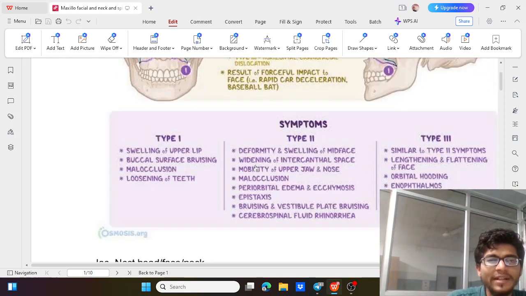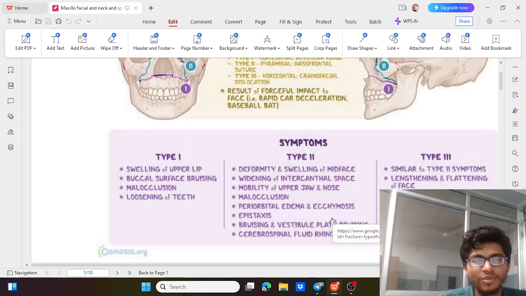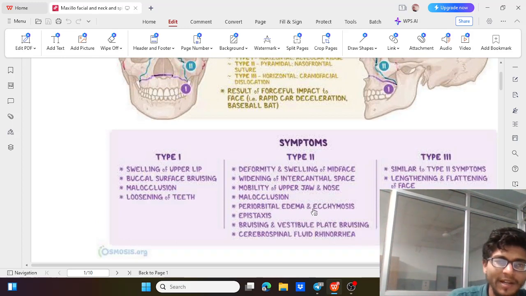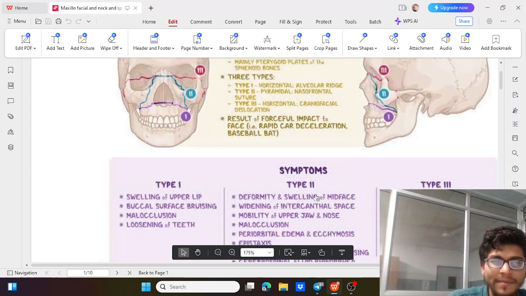In type 2, there will be deformity and swelling of the mid-face, mobility of the upper jaw and nose, malocclusion again, periorbital edema and ecchymosis. Epistaxis could be there because it involves the nose. Then there could be bruising of the vestibule, and sometimes CSF rhinorrhea, where CSF might be coming out from the nose. So this is type 2.